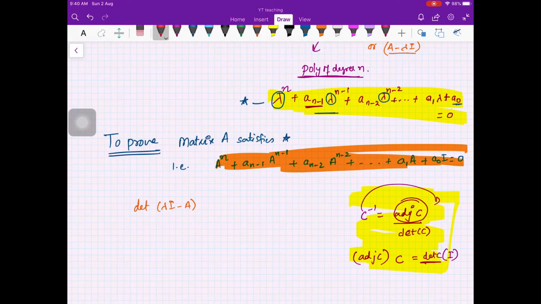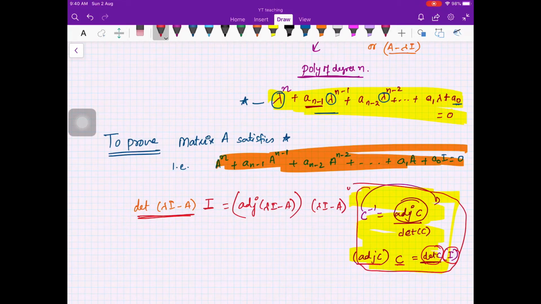Right. So we can write here that the determinant of lambda I minus A into identity is equal to, I'm using this result, the determinant of a matrix into identity is equal to the adjoint of that matrix into that particular matrix, lambda I minus A into lambda I minus A. Is that thing clear? So I'm using this result to write this. I hope this is clear, and in a moment you will come to know why I am doing so.